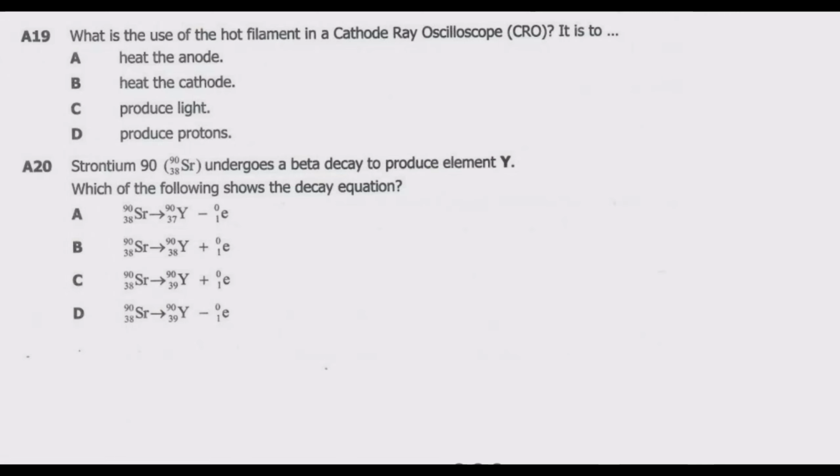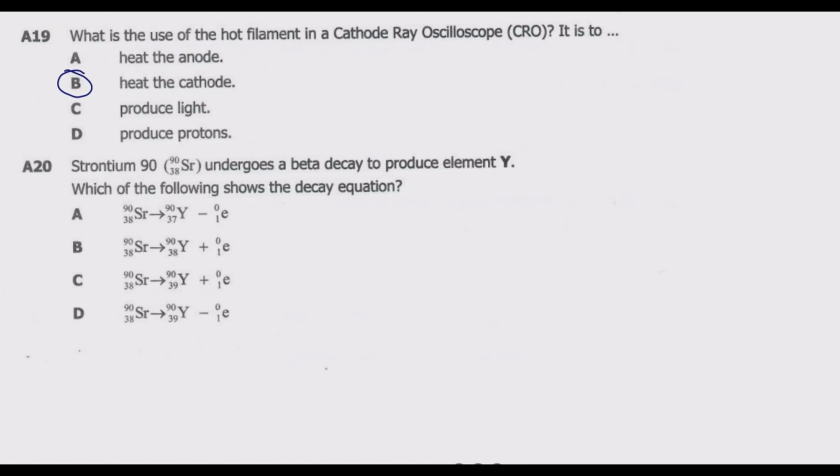Let us look at question 19. What is the use of the heater filament in a cathode ray oscilloscope? This one is straightforward. It is basically used to heat the cathode. So B is the correct answer in this case.